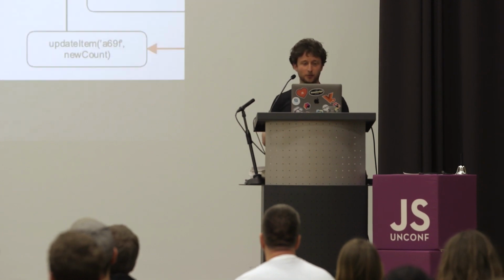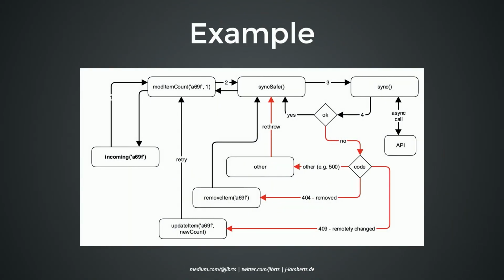Tracing front-end processes in 5 minutes, I think that will be intense, but let's get into it. I have a little example of a process that could happen in a front-end application. We have some data, like a counter for several items, and we want to increment that counter and then synchronize with an external API. And there could be many things that might happen.